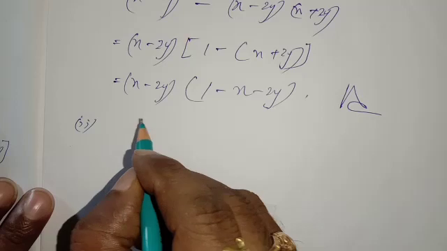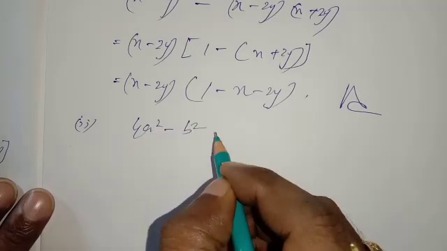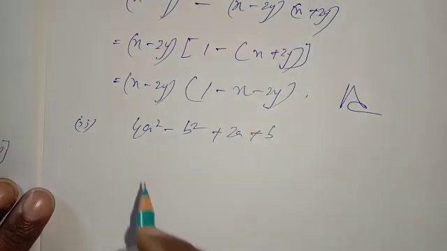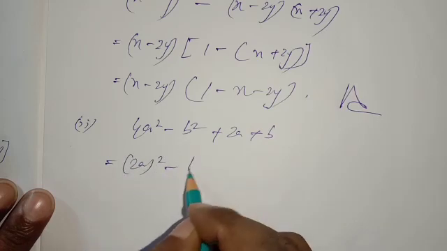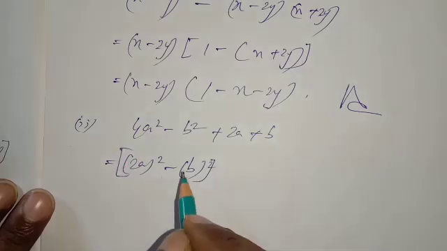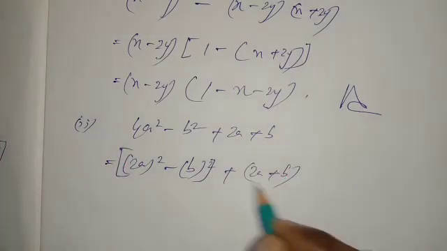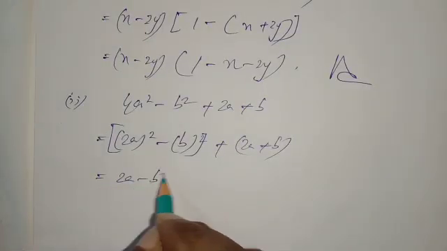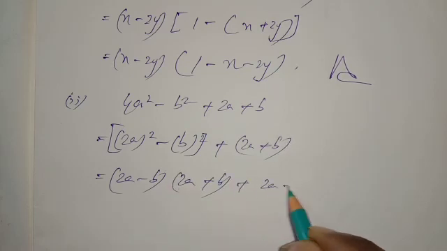The second part, question 8 given: 4a square minus b square plus 2a plus b. Do one thing here, 4a square means 2a whole square. This is b whole square. A square minus b square formula you have to apply here. The second one, 2a plus b, make one group here. A square minus b square formula: 2a minus b, second one 2a plus b, and plus 2a plus b.